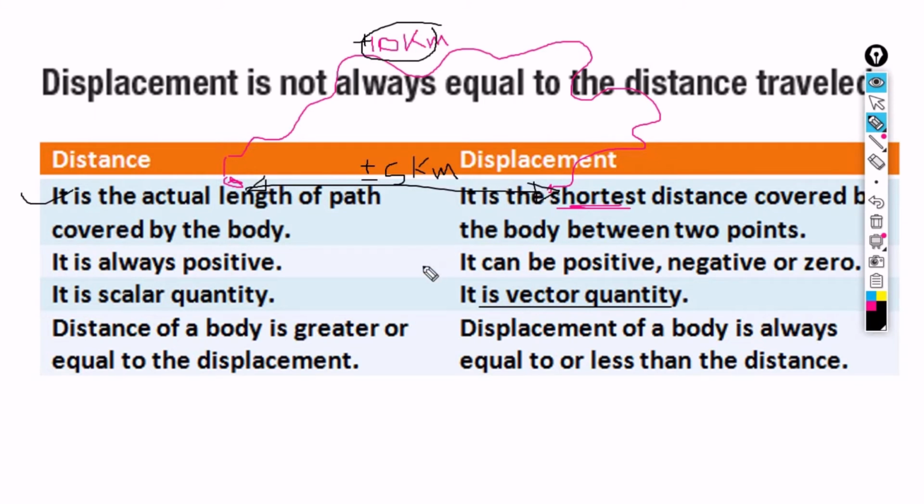Displacement is a vector quantity. Vector here means direction, with magnitude or numbers. But the distance is just a number, because it is always positive, and it is a scalar quantity. Scalar means just numbers. We will talk about scalar and vector another time, inshallah. Sometimes displacement is positive and sometimes negative, as we talked about before. This one is a vector quantity, so it depends on the direction.